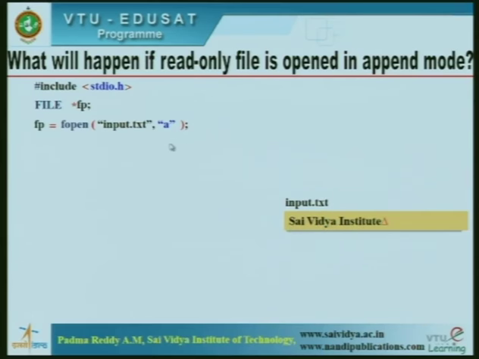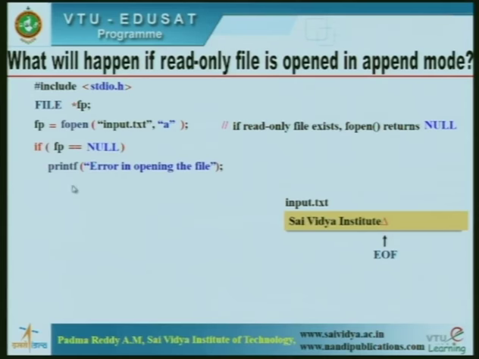So in that particular case, the function fopen returns null. So here, if the read-only file exists, fopen returns null. So here I write: if fp equal to null, print error in opening the file and exit(0). These two statements are executed whenever this condition is true, so enclose them within the braces.